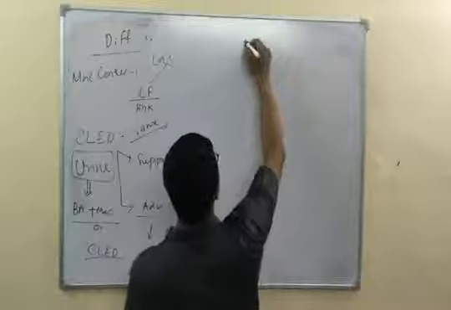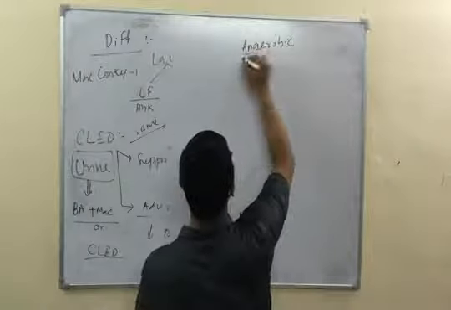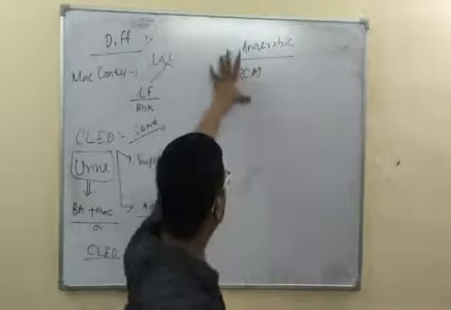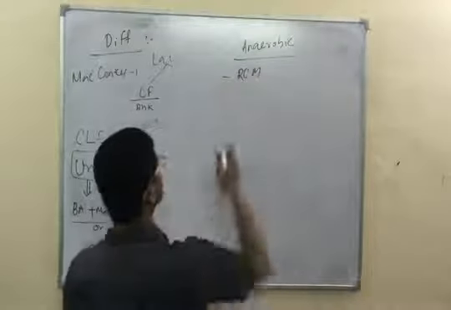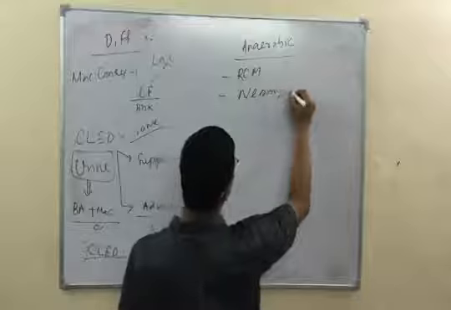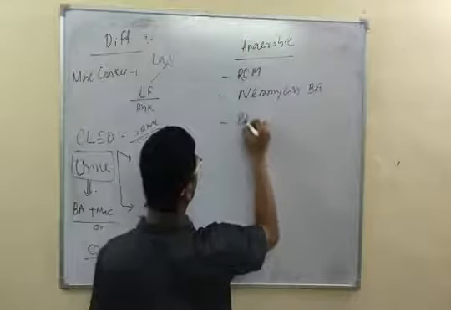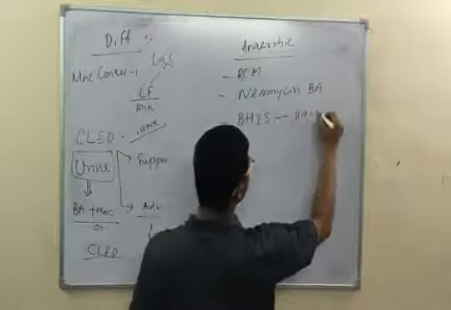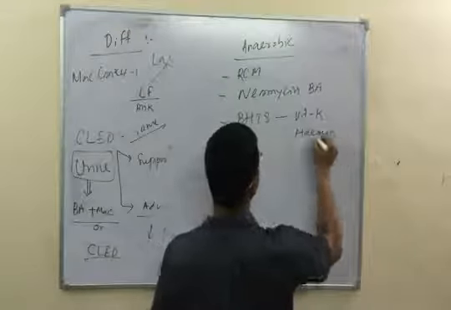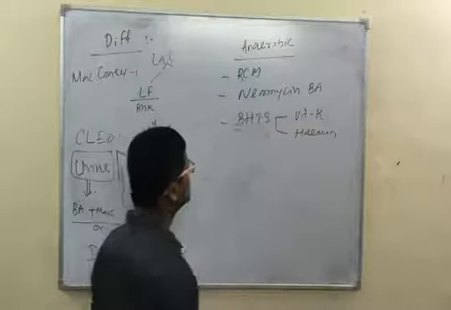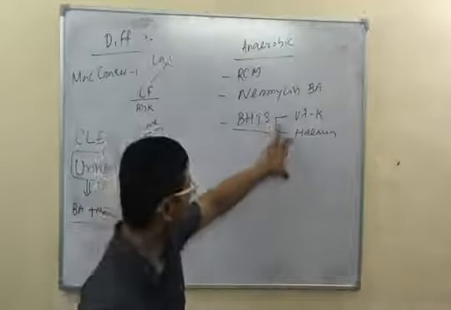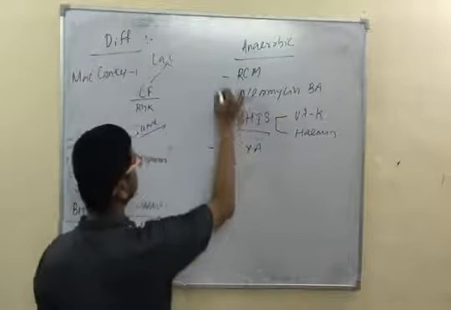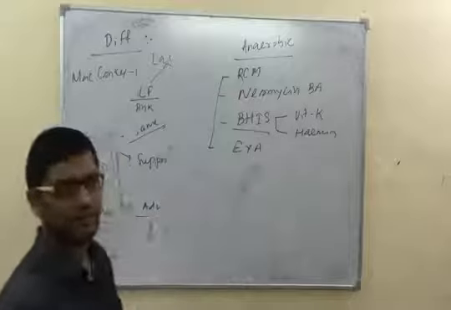Then the media used for anaerobic culture, example is Robertson cooked meat broth, RCM broth, for anaerobic samples. Neomycin blood agar. Then brain heart infusion agar with supplements, such as vitamin K and hemin, these two are used as supplements. All these are various anaerobic media. Egg yolk agar is another example of anaerobic medium.